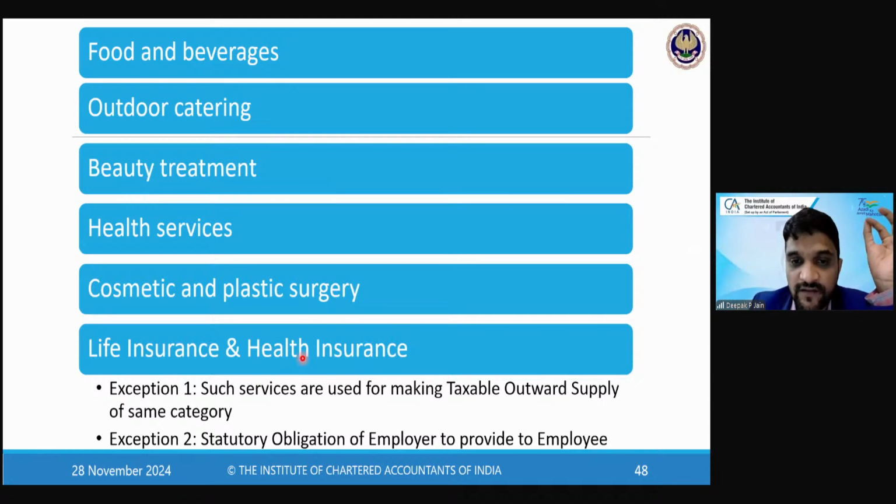The exception is only for life insurance, health insurance. Yes, mind you, this exception is only for life insurance and health insurance, not for all services. For food, outdoor catering, beauty treatment, health services, cosmetic and plastic surgery, the exception is not available. If a caterer provides catering services to another caterer, then can he claim ITC? No, he cannot claim ITC. That exception is not there.